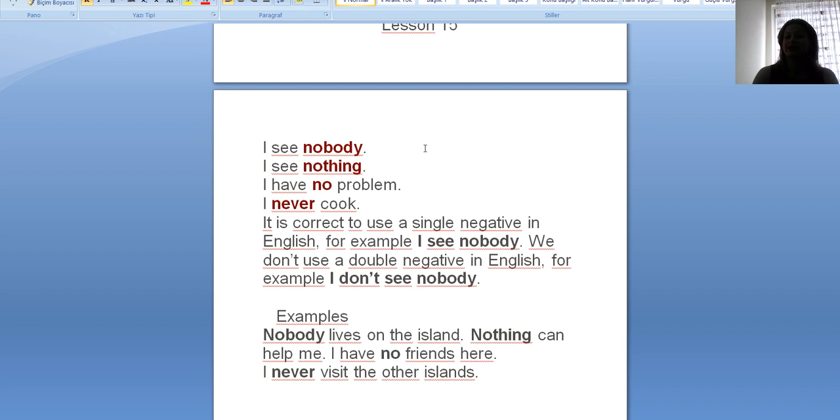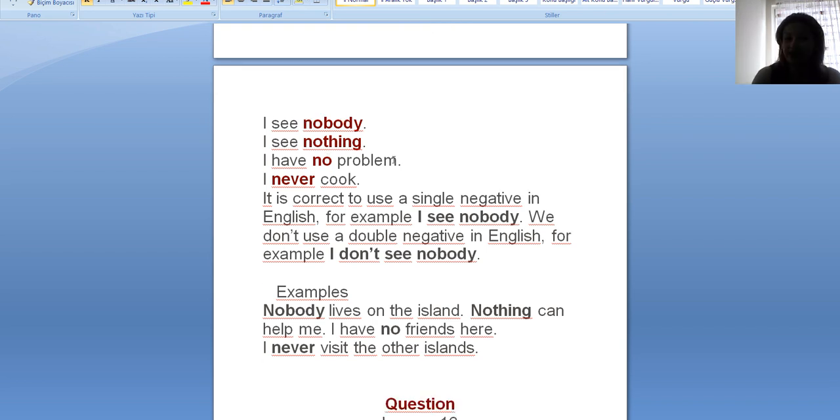Lesson 15. I see nobody. I see nothing. I have no problem. I never cook. It's correct to use a single negative in English. For example, I see nobody. We don't use a double negative in English, for example, "I don't see nobody."